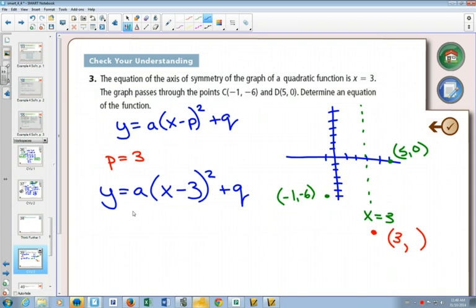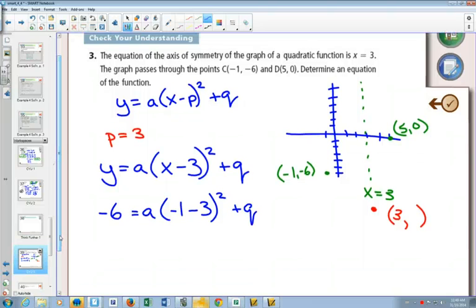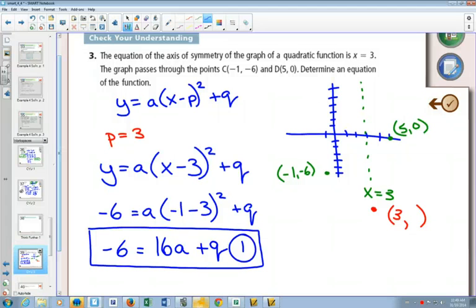But I don't know if it's going up or down, or where that other point is going to be yet. What we learned in the last question is that if you know a point, you can plug that in. So if I take my point -1, -6, I can plug that in, -6 for y, and simplifying this, -1 minus 3 is -4. -4 squared would be 16. I'm going to call this equation 1.